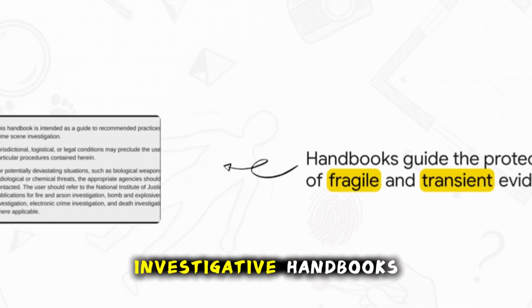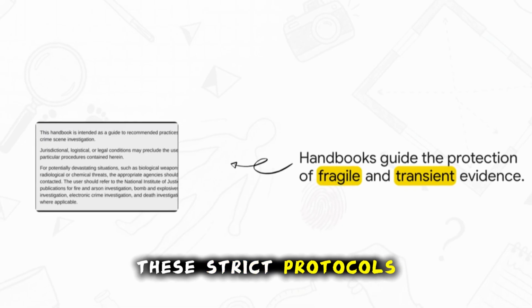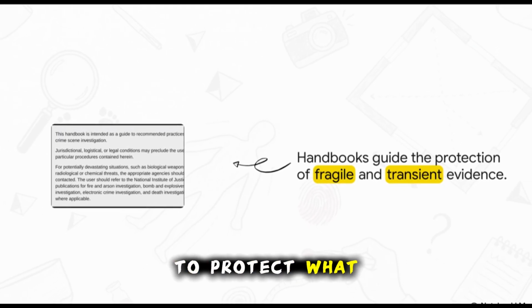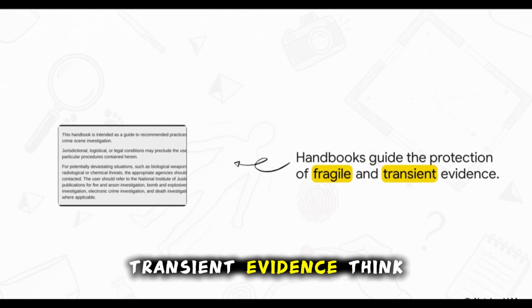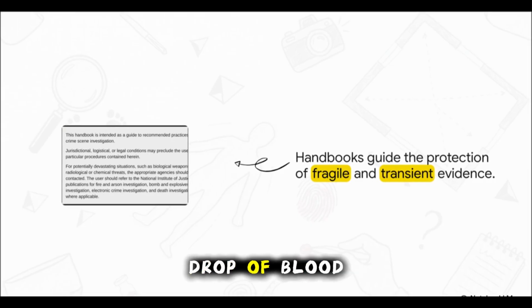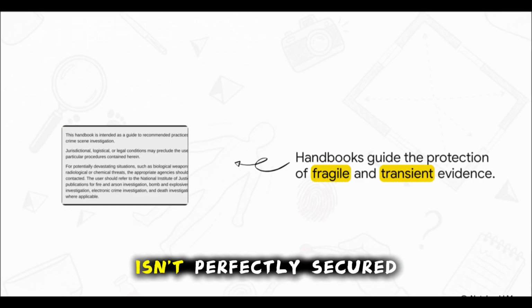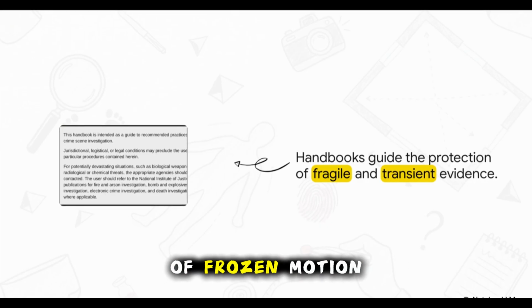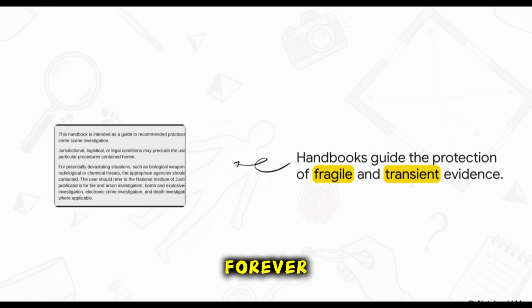According to standard investigative handbooks, these strict protocols are absolutely vital to protect what we call transient evidence. Think of a faint odor, a tire track in the mud, or a single drop of blood in the rain. If the scene isn't perfectly secured, that transient evidence, that tiny whisper of frozen motion, will just vanish forever.